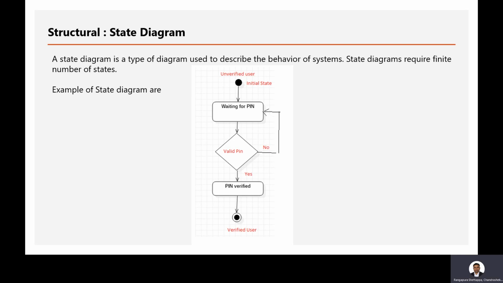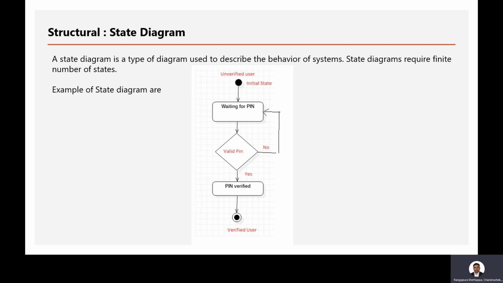For example, the initial state of a user. I am taking a use case of an ATM machine where the initial state of the user is unverified user. So before you have entered your ATM pin, you are unverified. Whether you are a valid user or not, it's not known to the system. Once you enter the valid user ID and password, then it verifies it. Then it is waiting for the pin. So the initial state is, till you enter the pin, it is waiting.